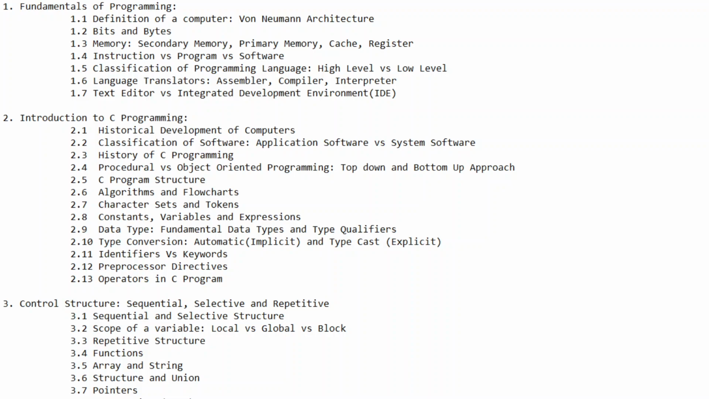Here is a quick overview of the course structure. We will be discussing each of these mentioned topics in detail. First, we will go through the fundamentals of programming. Then in the next section, we will be talking about C programming. In the third section, we will be talking about control structures. In the last section, we will be talking about file handling in C programming.